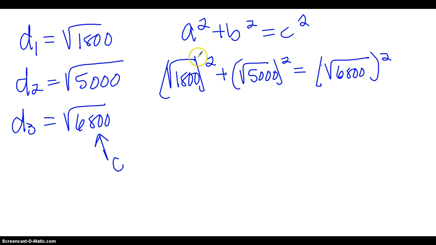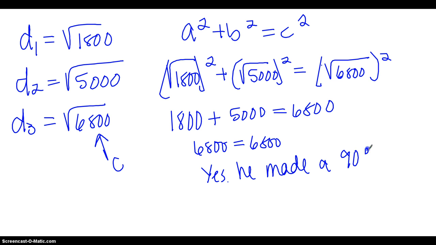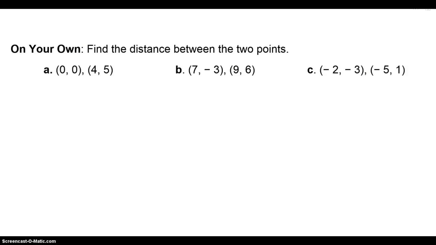You guys realize if I take the square root of something and then square it, the number itself is just left. So the square root of 1,800 squared is just 1,800, which makes this 5,000, which makes this 6,800. So I add these two together and I get 6,800 is equal to 6,800. So yes, to answer this question, he made a 90-degree turn. A very complicated question, but hopefully it challenged you a little bit. You have 3 more on your own problems to do, A, B, and C.